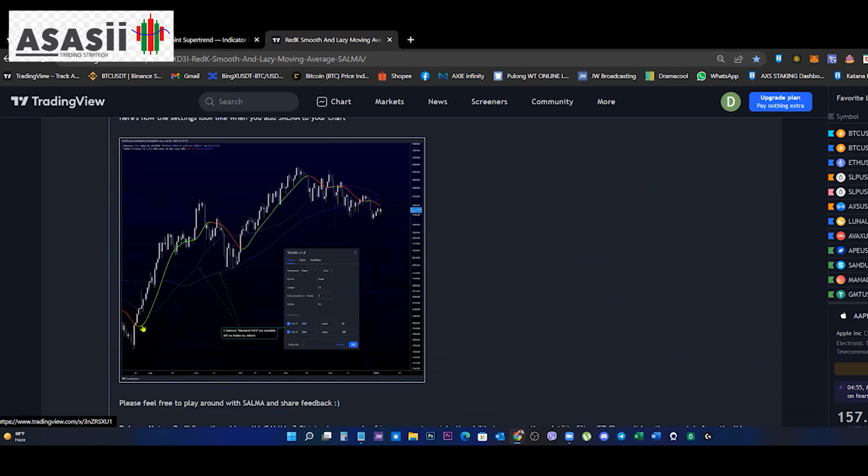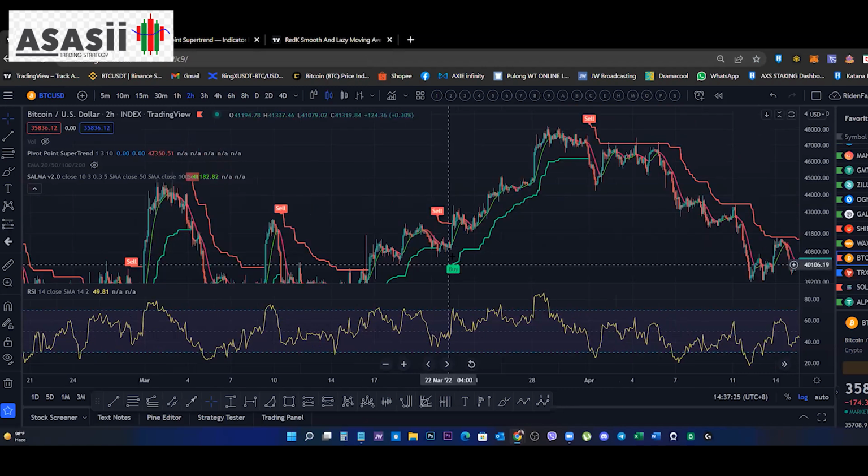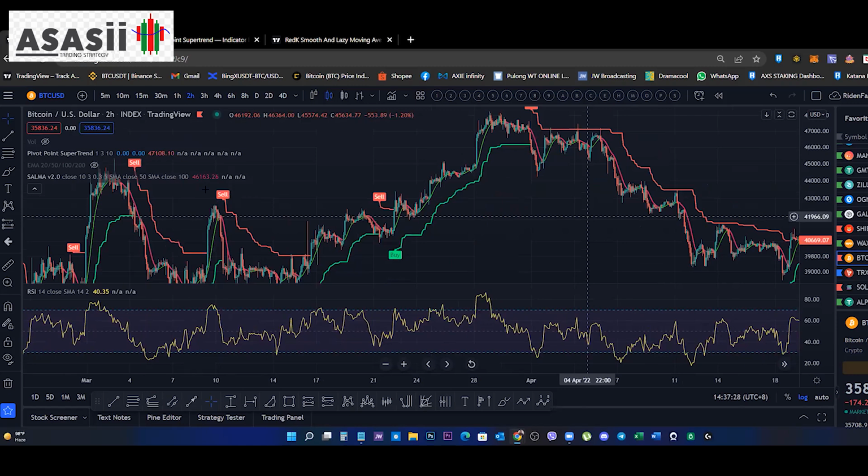Okay, as you can see, if it goes up, we have a green line. If it goes down, similar din siya dito sa Supertrend. But this will give you an accurate signal, oops, we're going down, the price is going down or going up. So it can be a confluence to your buy signal or to your sell signal. Okay, so that is the use of our Salma.